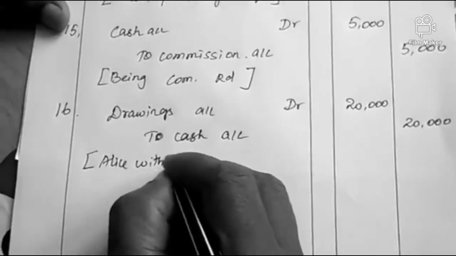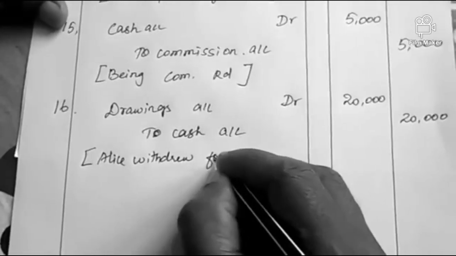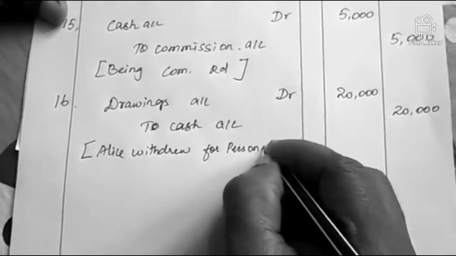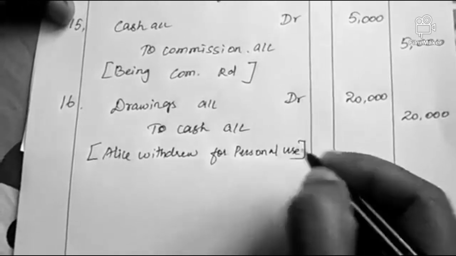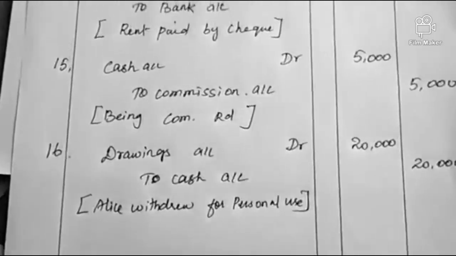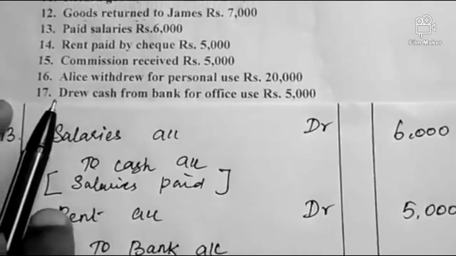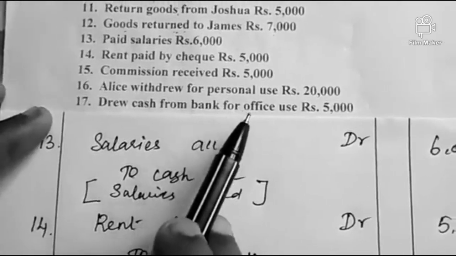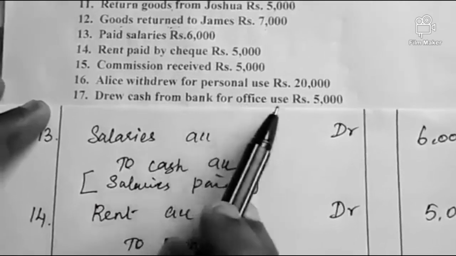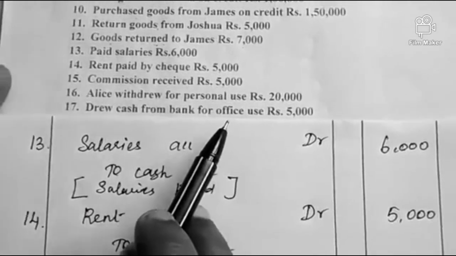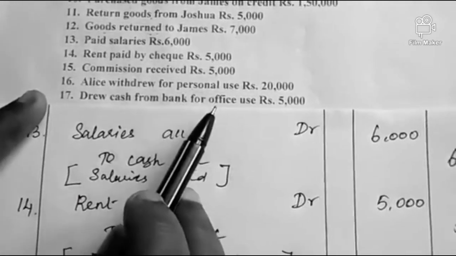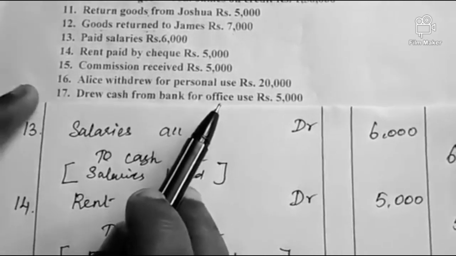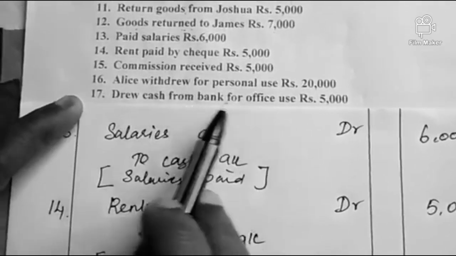Alice withdrew for personal use. Okay, next transaction. Drew cash from bank for office use. Office use means it's not a drawing. Personal use means it's a drawing. Office use means for official purpose. She withdrew cash from bank.